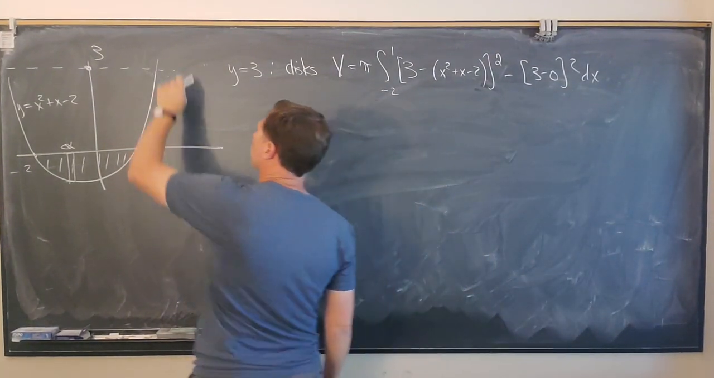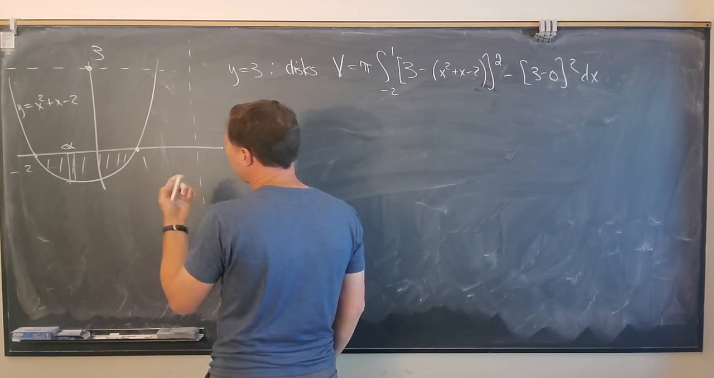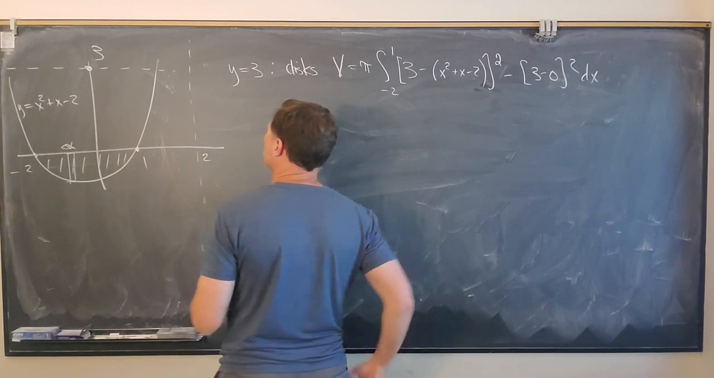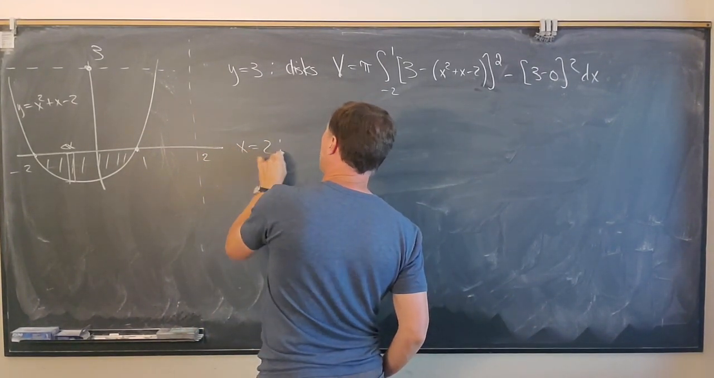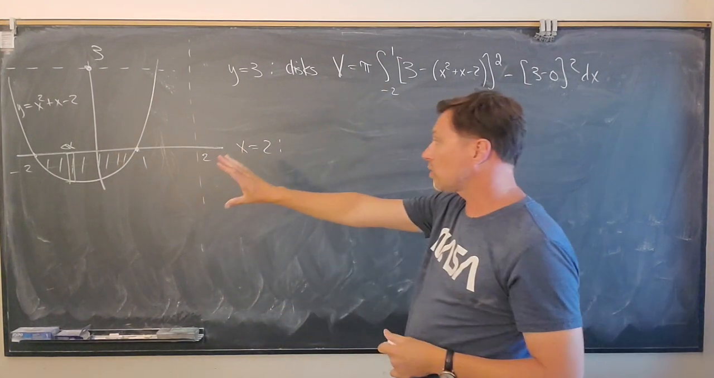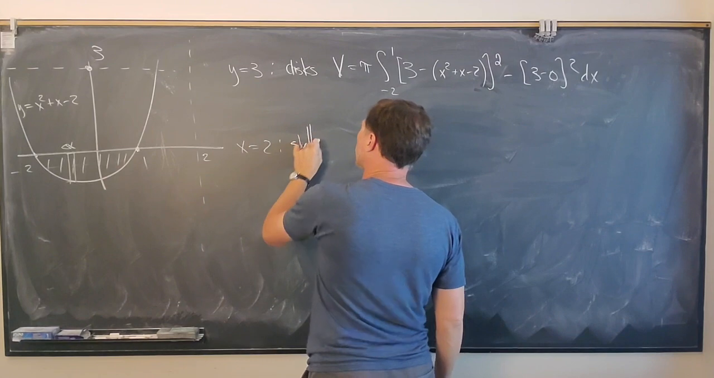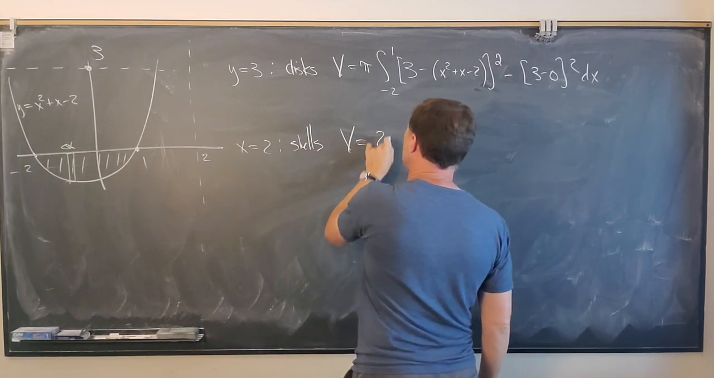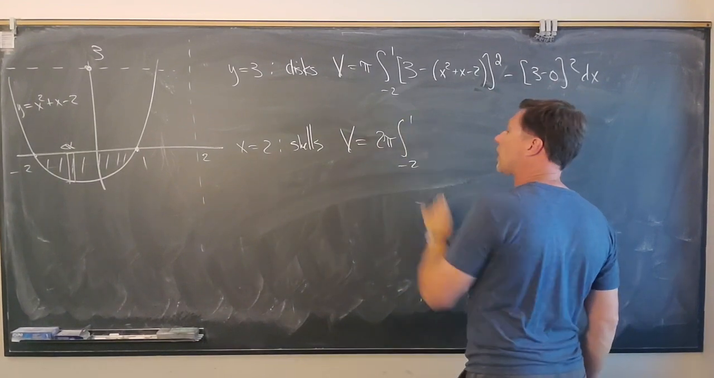Now let's go about one more line. Let's do this line over here. Okay, so we'll go about that line right there. That's the line x equals 2. In that case, our rectangles are parallel to the axis of rotation, so we're going to be using shells. The volume is equal to 2 pi, integral from -2 to +1.